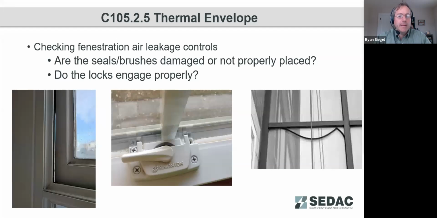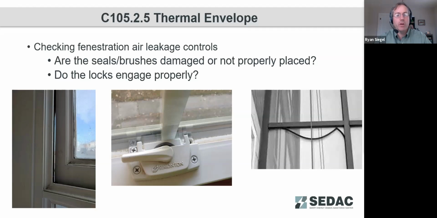So something else that we're going to be checking for as part of our thermal envelope is our fenestration air leakage controls. Were the windows installed such that they're square to the frames so that they can close all the way and seal? If locks are unable to engage properly, that's a likely indication that the fenestration was not installed squarely in the opening.